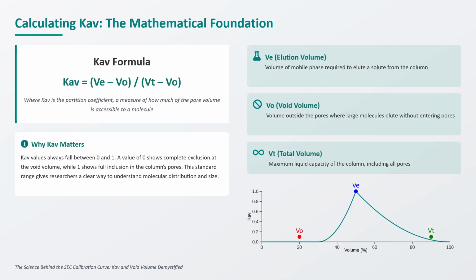The CAV equation looks simple. CAV equals VE minus VO, divided by VT minus VO. But analytically, it's doing something profound. It converts retention behavior into a dimensionless number that reflects molecular accessibility to pore volume. This is why CAV always sits neatly between 0 and 1, and why it's ideal for calibration curves. In regulated environments, this consistency is not optional. It's essential for reproducibility, validation, and regulatory confidence.